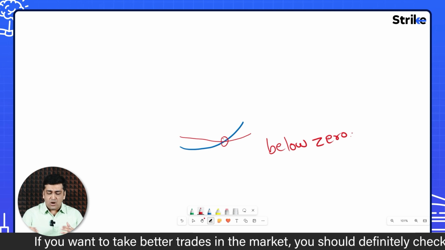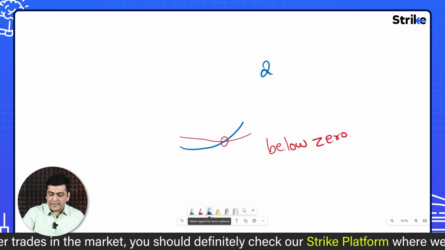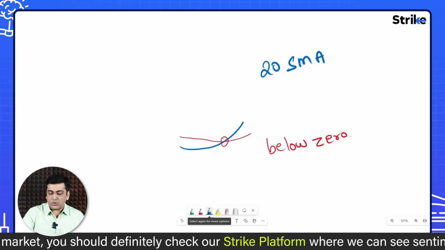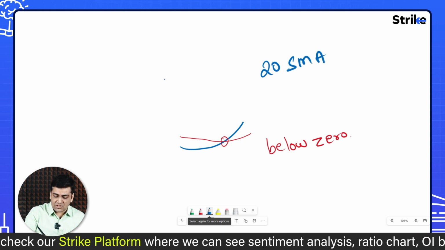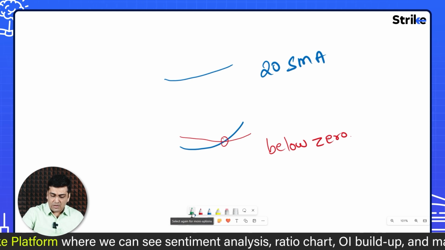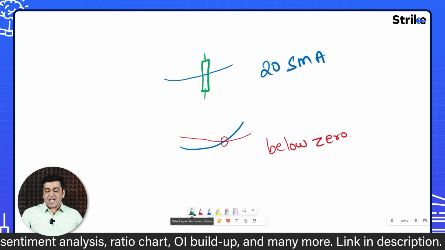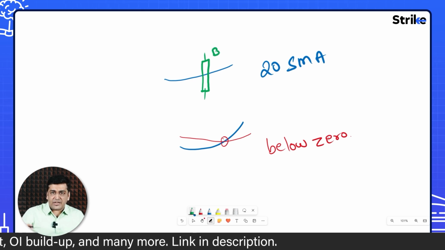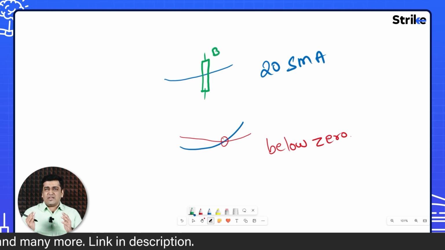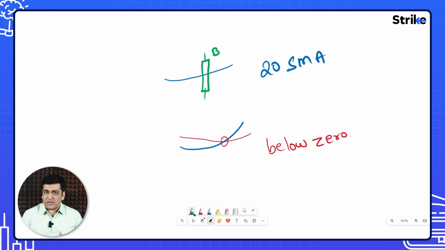Now, along with this, we will also focus on the 20 SMA, the 20 period simple moving average. If this is the 20 simple moving average, prices should cross above it. And once that is done, our buy signal can be generated. You could buy over here. It is a swing trading, a very short term strategy. You can carry out this strategy on a daily time frame chart.